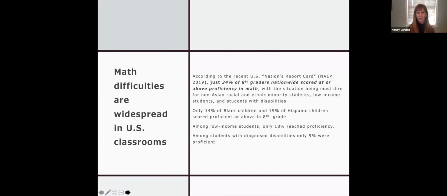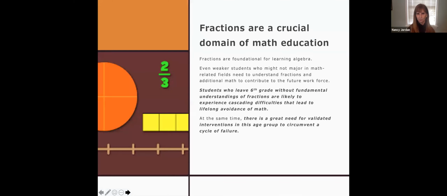Here we go. Okay, as you all know, math difficulties are widespread, and these statistics keep me up at night. These are statistics from the recent US report card based on the NAEP data, and you can see that overall just 34% of 8th graders nationwide are proficient, but the situation is especially dire for higher risk populations. And if you look down at the students with diagnosed disabilities, only 9% were proficient.